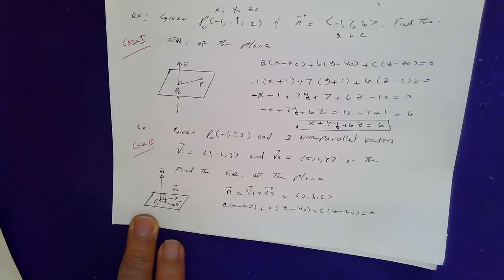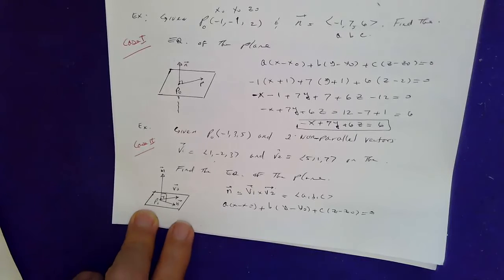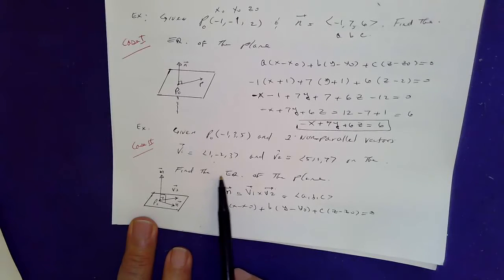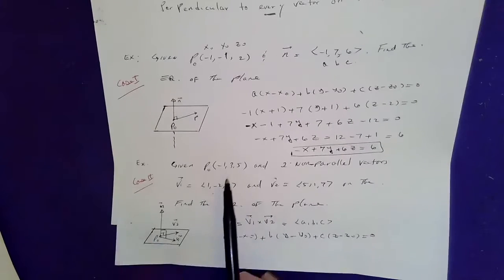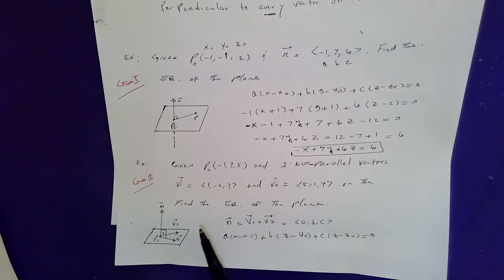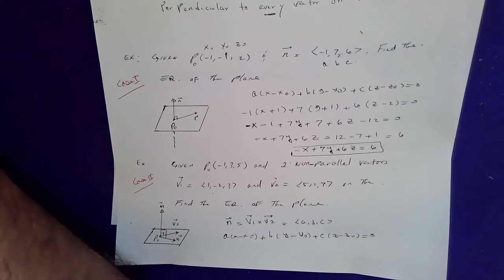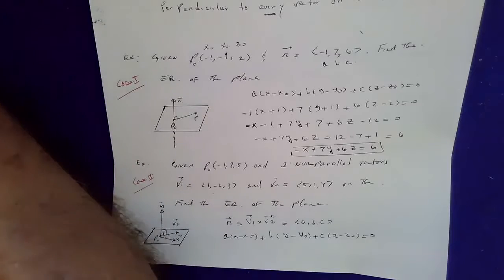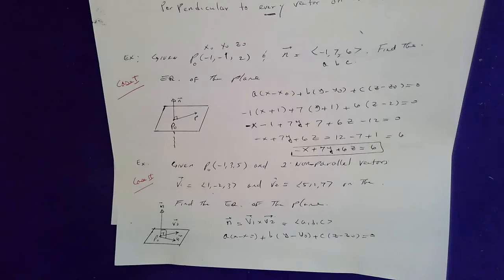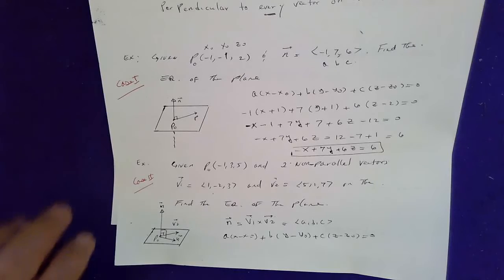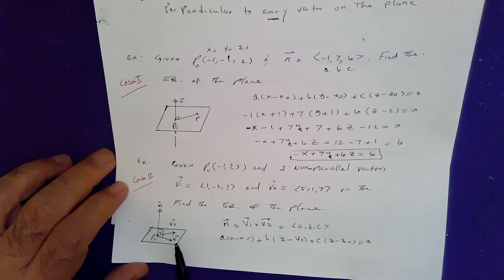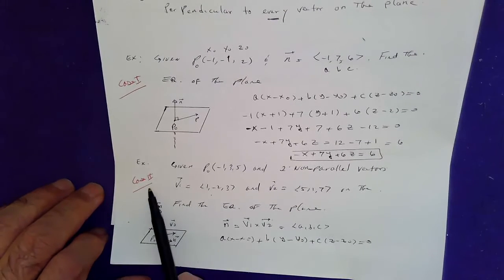In this particular case, what you have is take the cross product, and then you have the normal vector, because normal vector happens to be perpendicular to both vectors v1 and v2. So that would be like case 2.